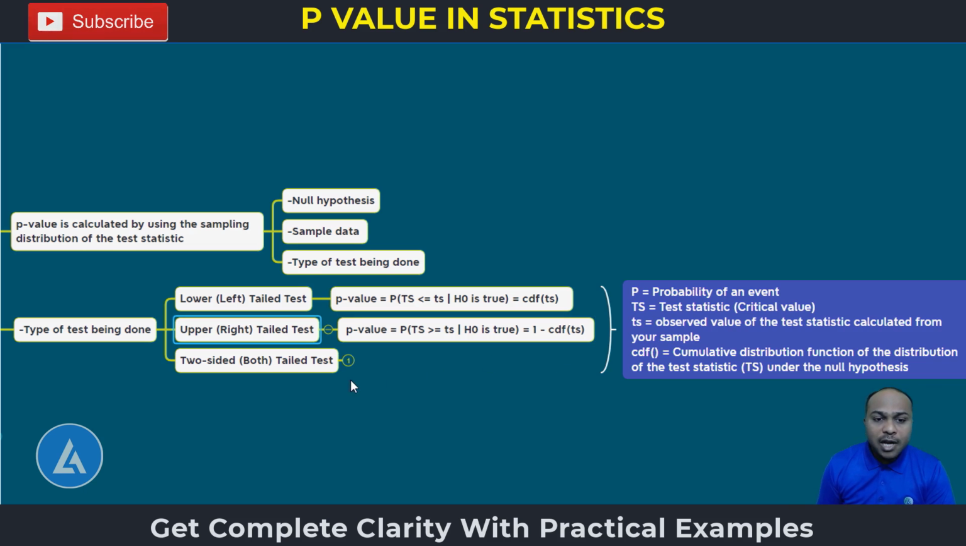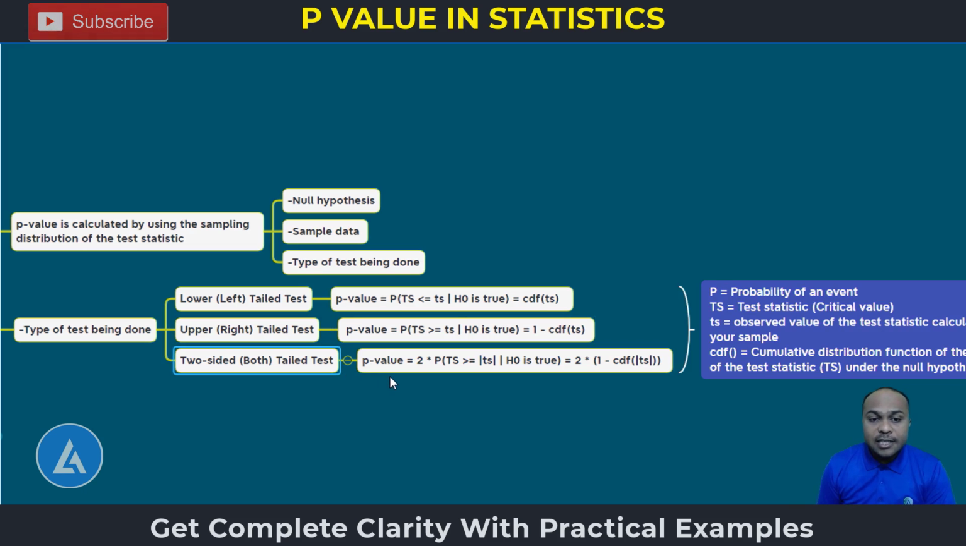For the two-sided or both tail test, the p-value is calculated as 2 times the probability of the test statistic or critical value being greater than or equal to the test statistic calculated from the data when the null hypothesis is true. That is equal to 2 times 1 minus the cumulative distribution function of the test statistic calculated from the data.